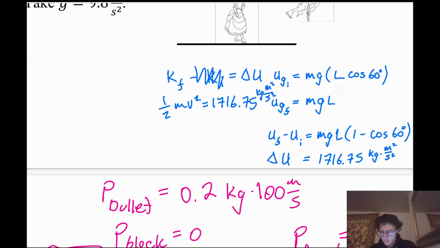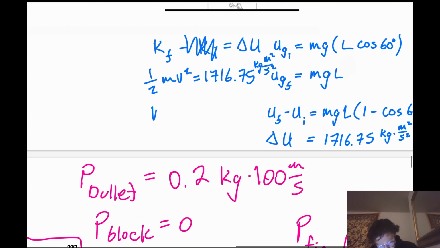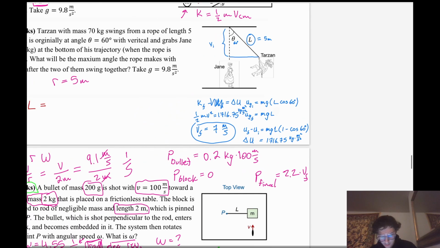So let me do 1716.75 times 2 divided by his mass, which is 70, and that cancels out the kg there. We get 49. Oh my God, this is beautiful. And then we square root that because the v is squared. So we get his final velocity. Oh my God, let's go. We're cooking. Square root of 49, 7 meters per second. This is beautiful. This is his velocity, guys.